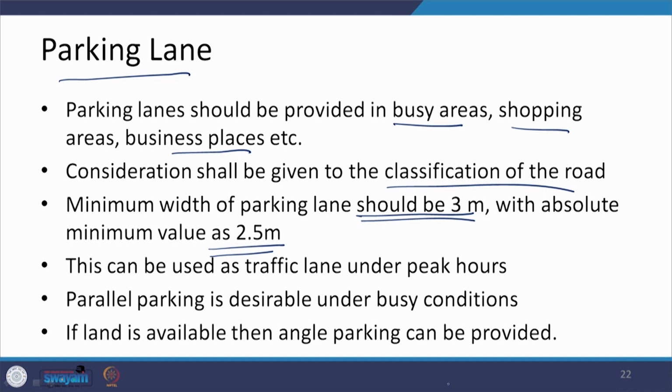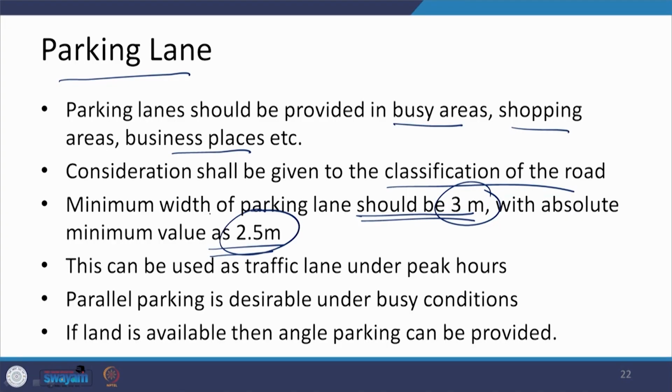Now, during the peak time, there is a lot of traffic and your lanes are not able to handle it. During that period, as a policy measure, parking may not be allowed during particular hours, and therefore the additional width of 3 meters or 2.5 meters can be used as a traffic lane. So, that is an additional utility which comes out of it.